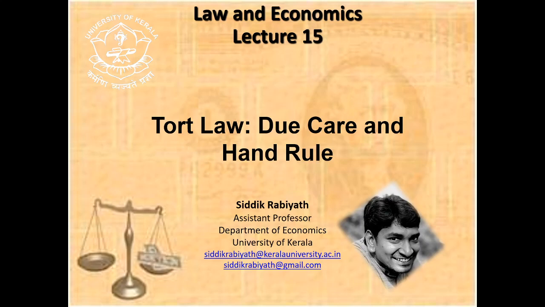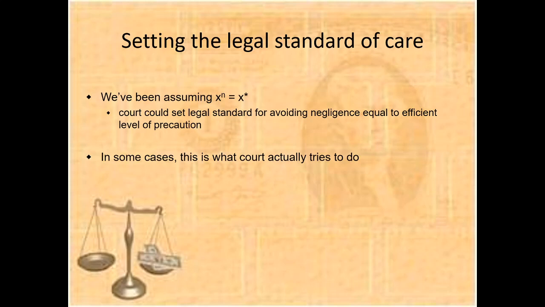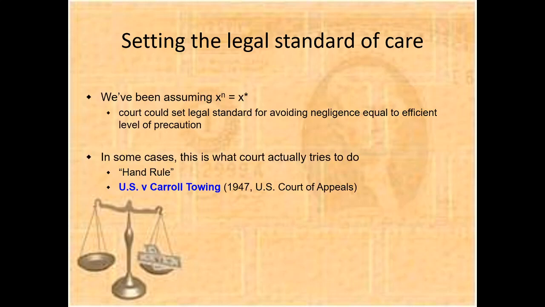So we are going to talk about the initial development of this and the legal setting of the standard of care. So let's have a proposition. We have been assuming xn is equal to x star, which is the standard understanding. That is, the due care level is equal to the optimum level of care. So the court could set the legal standard for avoiding negligence equal to the efficient level of precaution, and in some cases this is what the court actually tries to do. That is called the Hand rule.